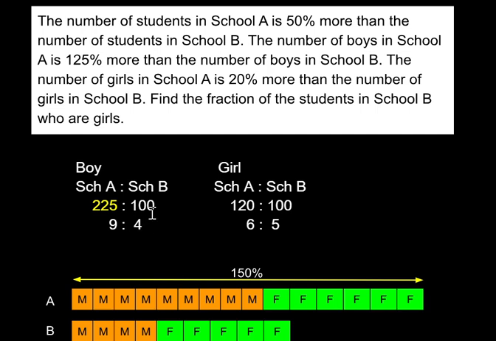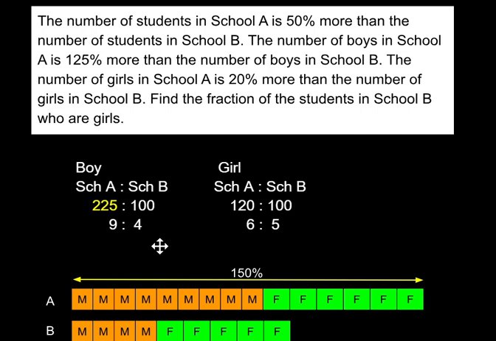You can simplify it. I divide by 25, I get 4. I divide by 25, I get 9. Similarly, for girls, the number of girls in school A is 20% more than the number of girls in school B. So if the number of girls in school B is 100%, school A is 120%. Remember it's 120% and not 20%. Same thing, I simplify it by dividing by 2, I get 5, divide by 2, I get 6.